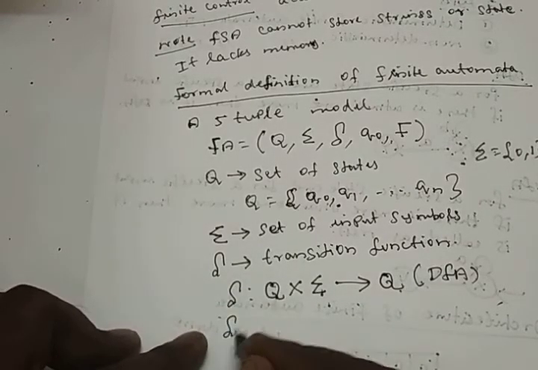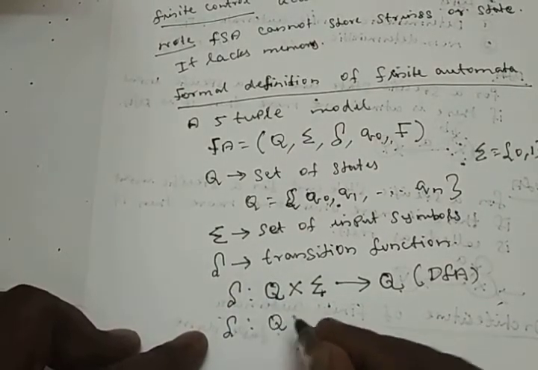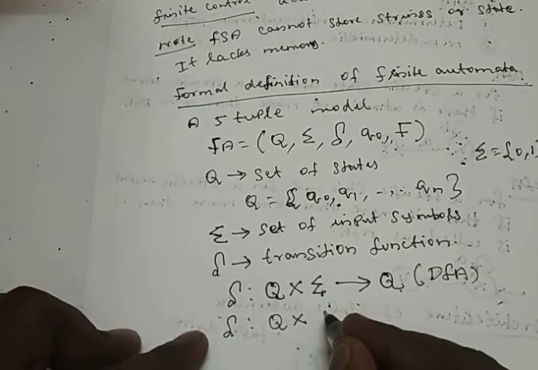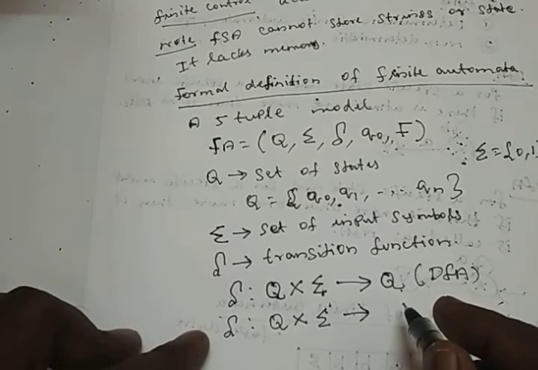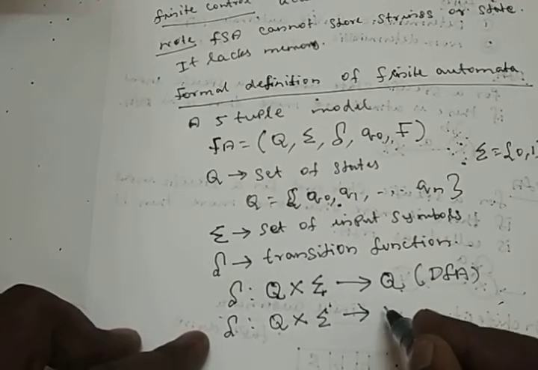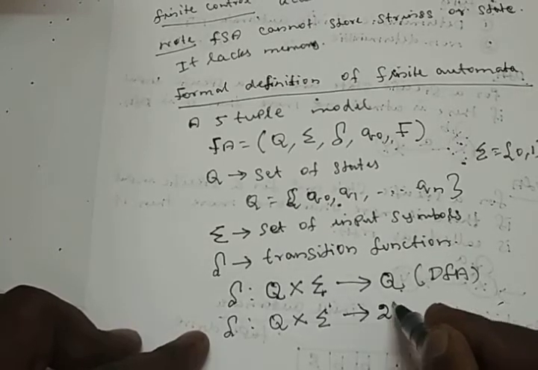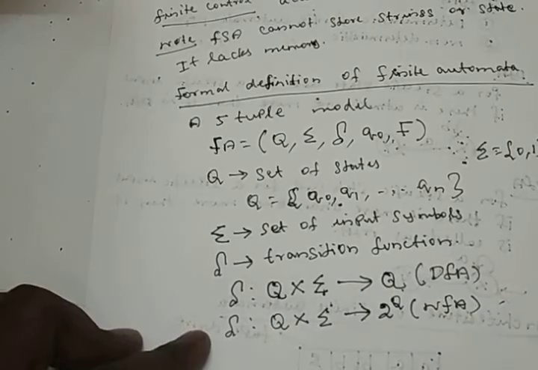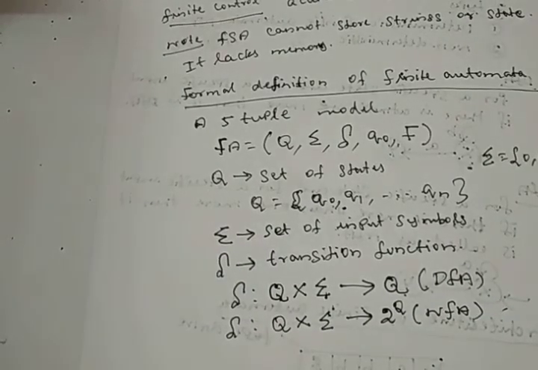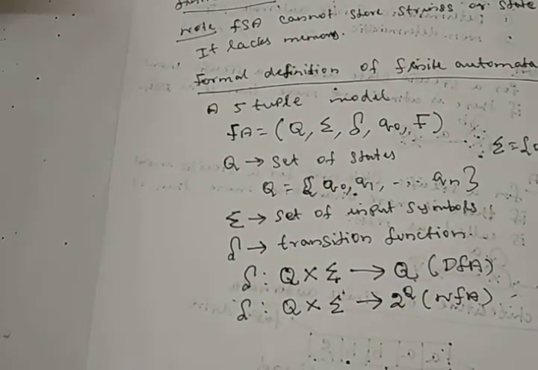And if it is an NFA, you have the set of states Q and the set of input symbols sigma. You will not have only one state movement over there. You will have more than one movement in NFA. So instead of Q, you can write 2 to the power of Q. It is called 2 to the power of Q for an NFA over here.